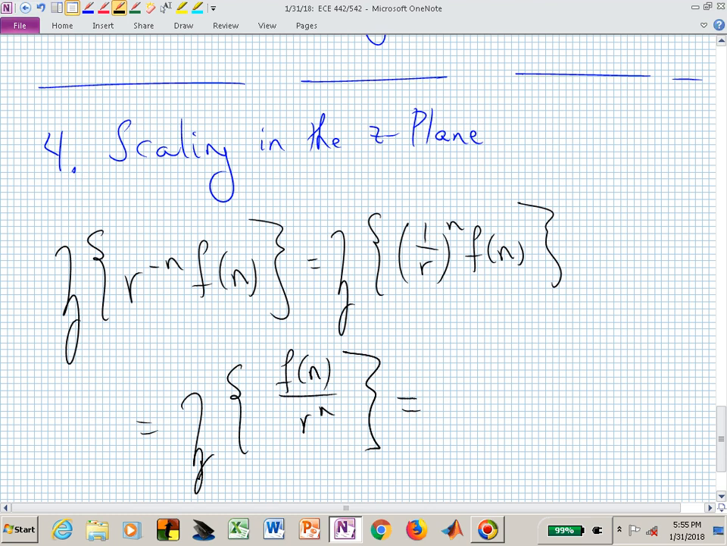And if you could identify an r factor raised to the n scaling your time domain waveform f of n, you could immediately write down its z transform. Everywhere you had a z in your original capital F of z, you would replace that z with r times z.